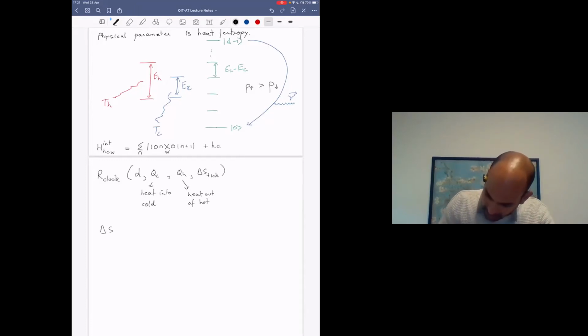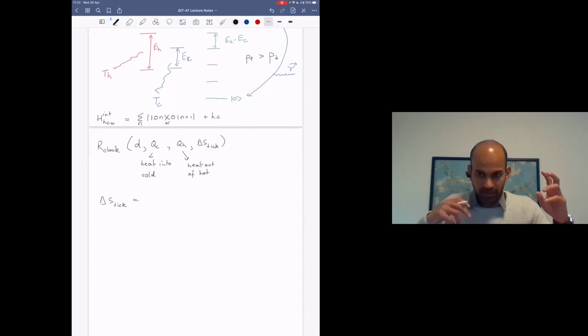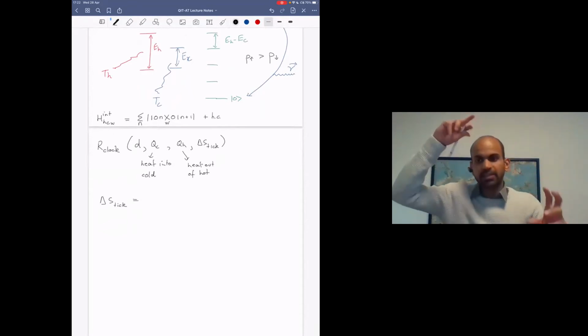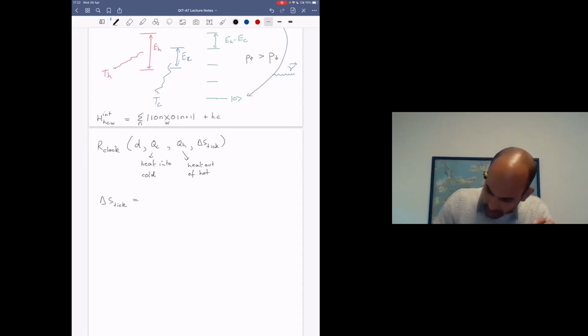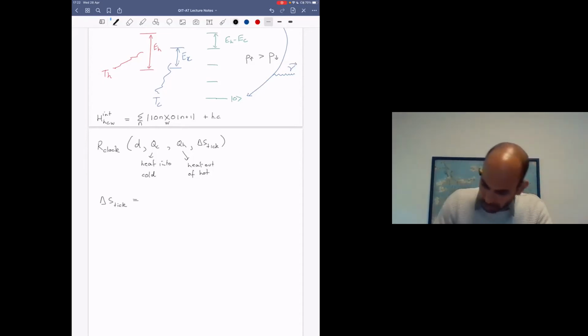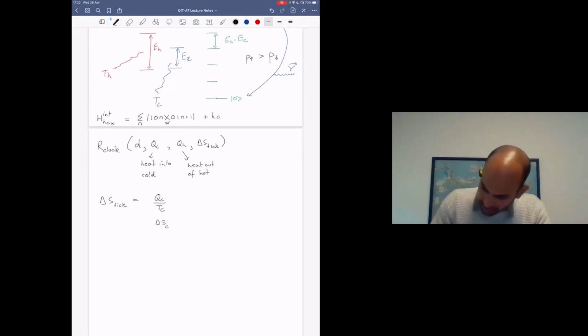And what is delta S of a tick? Delta S of a tick is the total change in entropy once the ladder goes from the ground state all the way to the excited state and ticks back again. Why will the entropy change? The entropy is going to change because there's going to be an amount of heat that's dumped into the cold bath. So that's QC divided by TC. That's the increase in entropy, delta S of the cold bath.